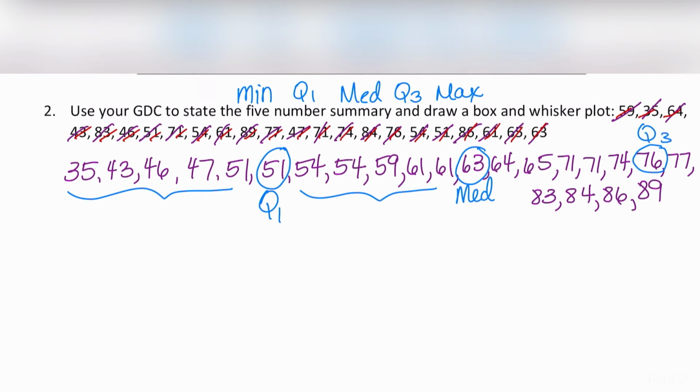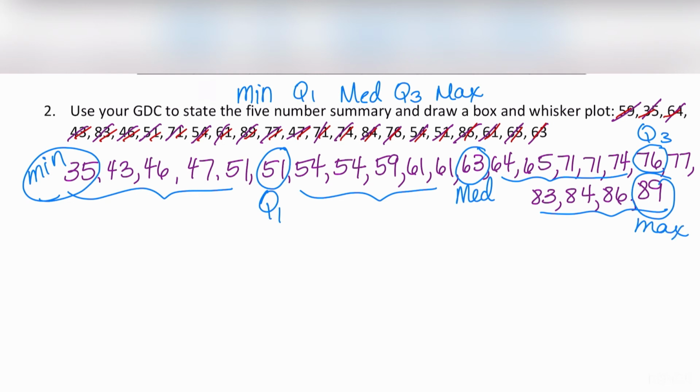So for the 76, I have 5 numbers to its left and 5 numbers to its right. It didn't all fit in one line, so it looks a little weird, but there are 5 numbers after the number 76. And last but not least, we know the minimum is going to be 35, and the max is going to be 89. So that is going to be my 5-number summary.